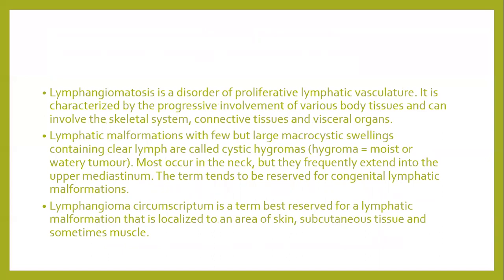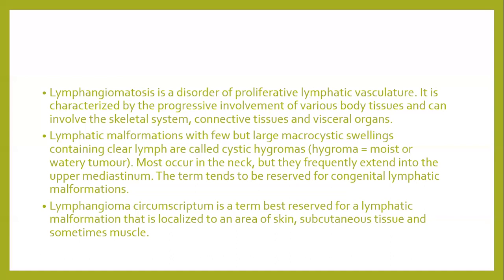Lymphatic malformations with few but large macrocytic swellings containing clear lymph are called cystic hygromas. Hygroma means moist or watery tumors. Such deep lymphatic malformations most commonly occur in the neck, but frequently extend into the upper mediastinum. And the term tends to be reserved for congenital lymphatic malformations.